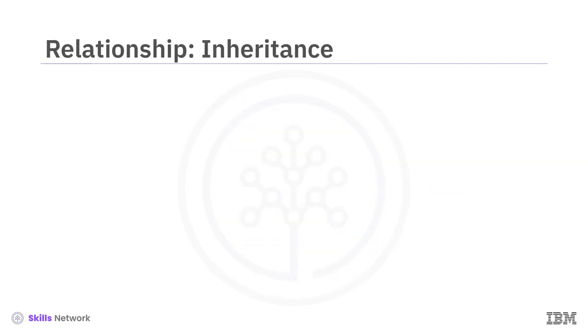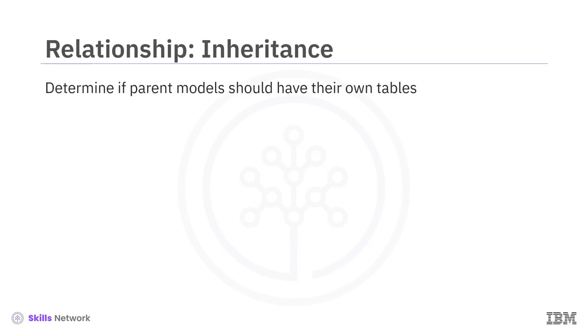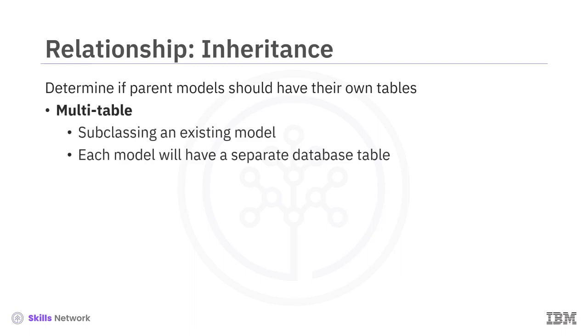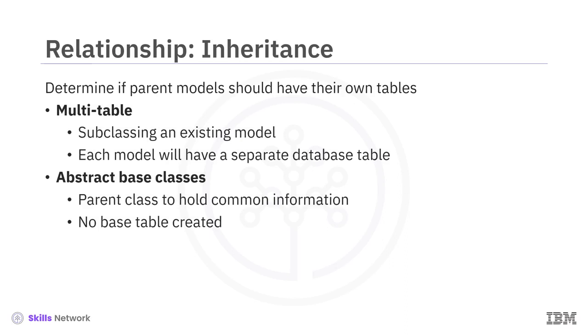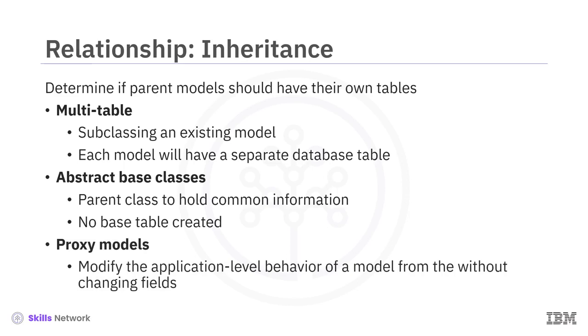Model inheritance in Django is like inheritance in Python. You need to determine if the parents are just holders of common information that will only be visible through the child models, or if parents should have their own tables. There are 3 scenarios for model inheritance. Use multi-table mode when you're subclassing an existing model and want each model to have its own database table. Use abstract base classes if the parent class will just hold information. Use proxy models to model the Python-level behavior of a model without changing fields.